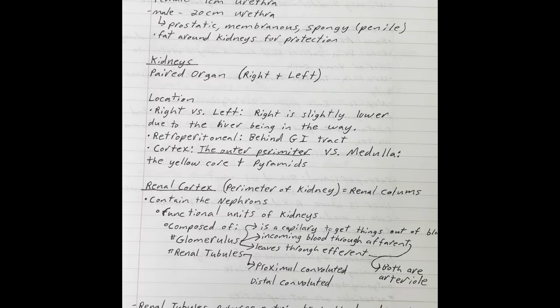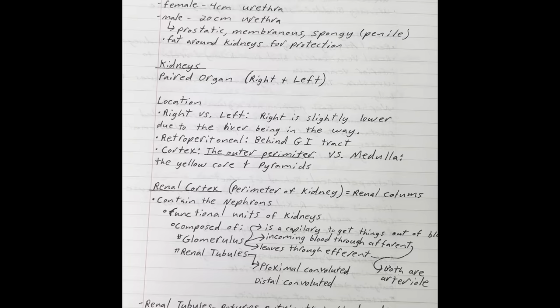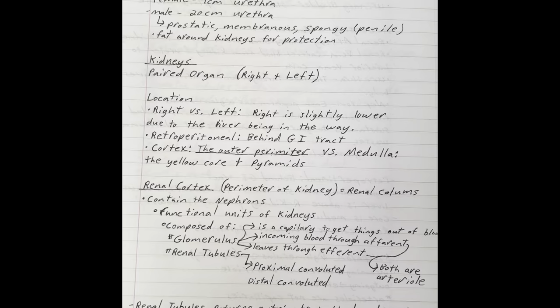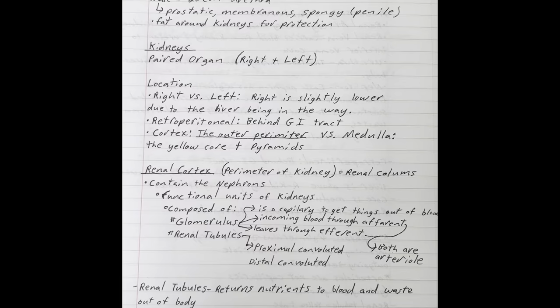Female: 4 cm urethra. Male: 20 cm urethra. Male urethra sections: prostatic, membranous, spongy, penile. Fat surrounds the kidneys for protection.